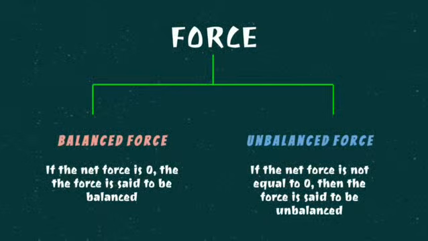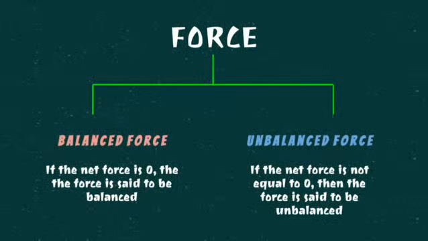The two types of forces are balanced and unbalanced force. Now, what do you mean by a balanced force? Imagine that you have an object and you need to push that object from both the sides. And if the object doesn't move, we say it is a balanced force. That is, if the net force is zero, the force is said to be balanced.